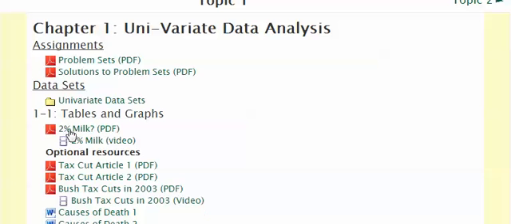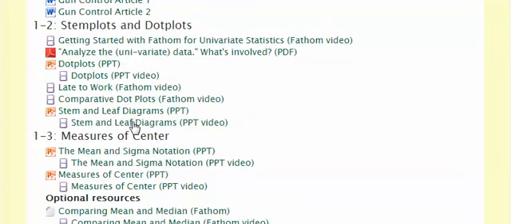Section 1 is a gentle introduction, just getting the year going, dealing with tables and graphs, building on things that they already know. The heart of the chapter starts with section 1-2.